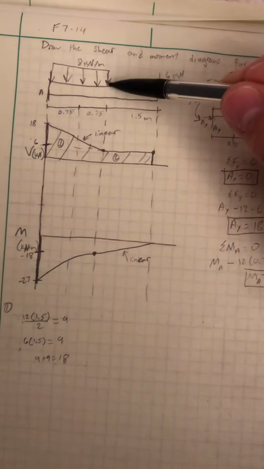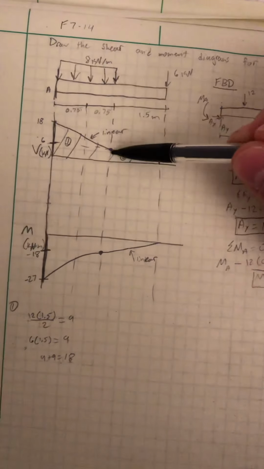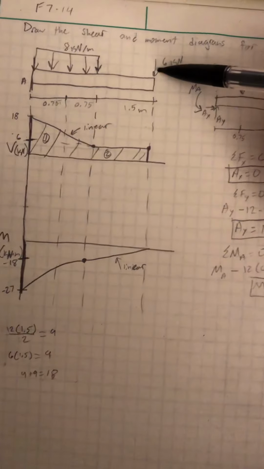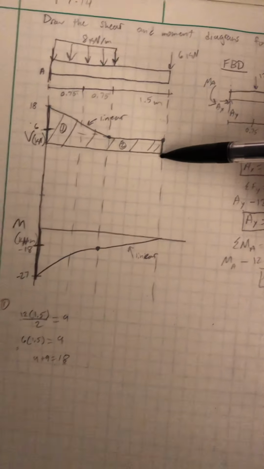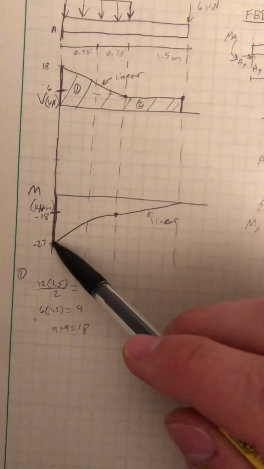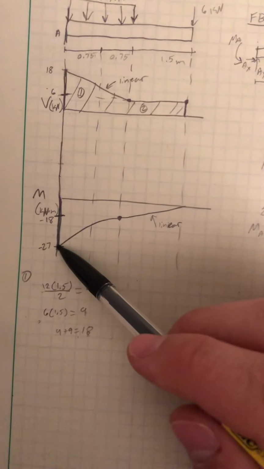And it continues, there's nothing there until the very end. We get to the end, and this force of 6 will bring us to 0, which is what we expect.